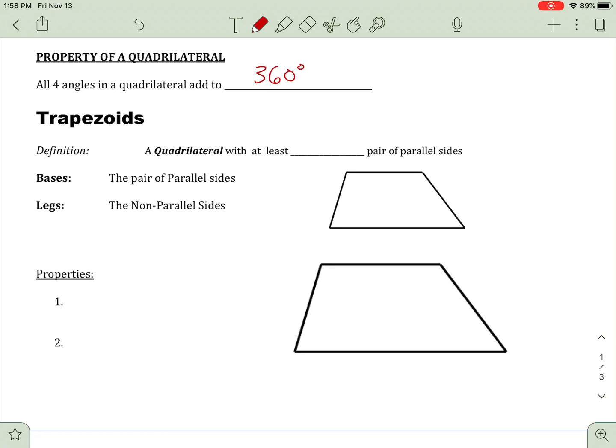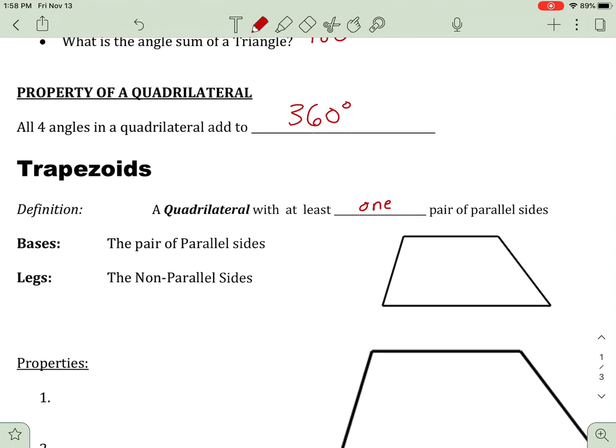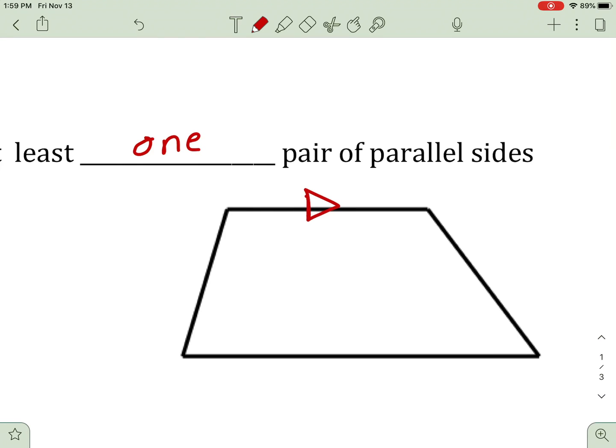All right, so let's talk about trapezoids. Trapezoids, by definition, are a quadrilateral with at least one pair of parallel sides. At least. It could have two pairs, but at least one. Now we use a couple different terms. Bases are the pair of parallel sides. No matter what, if I say it's a base of a trapezoid, it's talking about the two parallel sides.